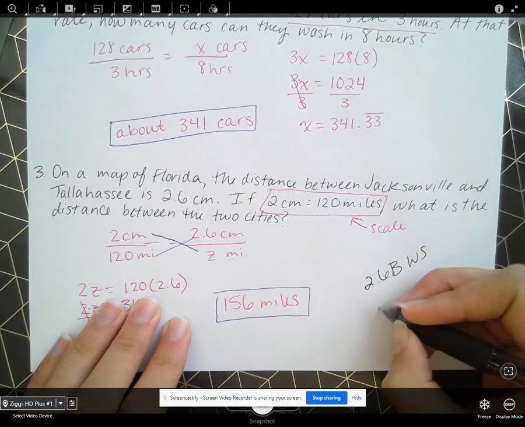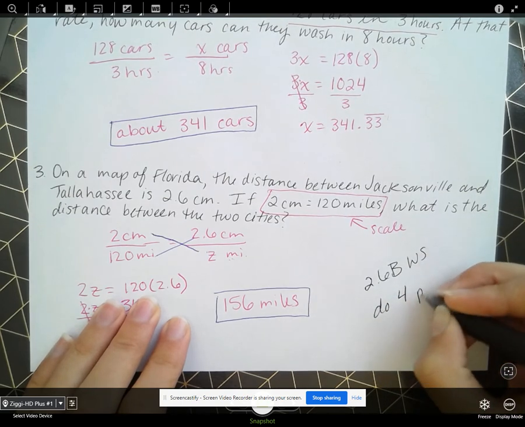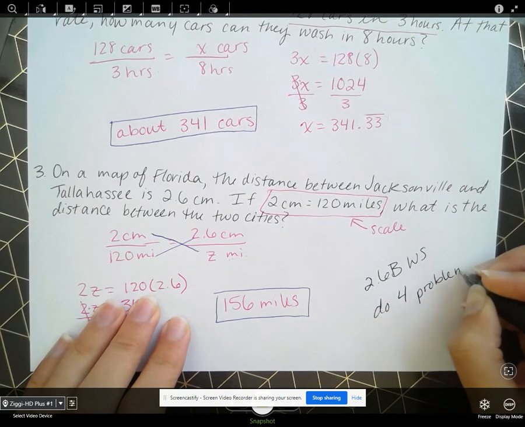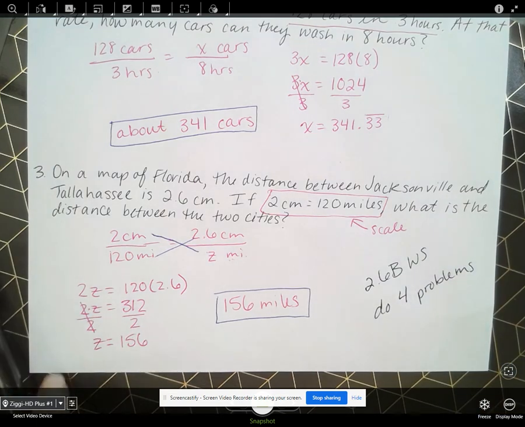So for the homework, do the 2.6b worksheet. All right, do 4 problems, any 4 problems that you want. If the instructions on Schoology are different, follow the instructions on Schoology, okay? Because maybe I changed my mind before this post.